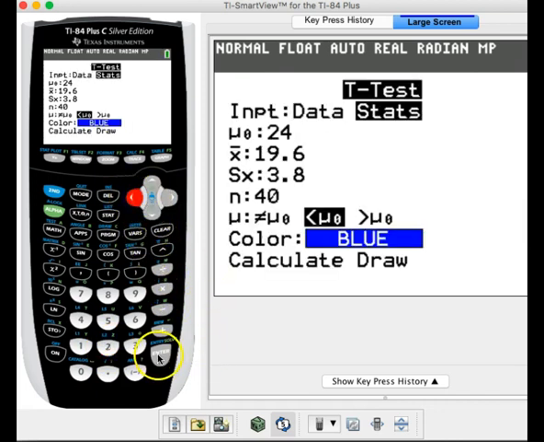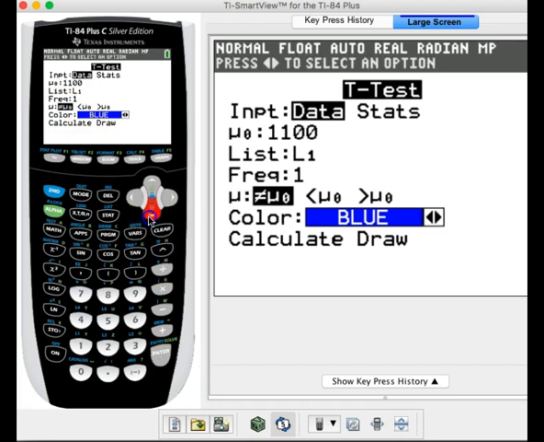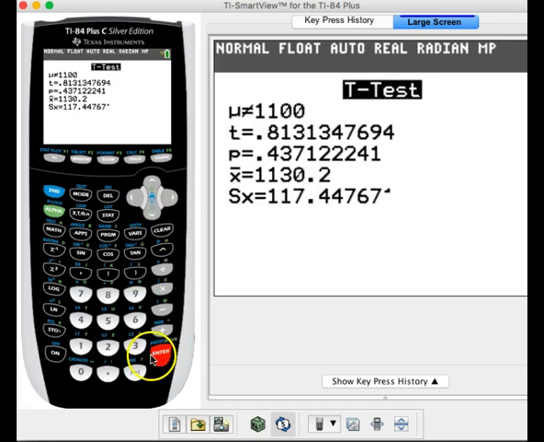So now I can go to stat tests, choose my t-test again, because I was not given the standard deviation of the population. Go to data this time. Mu0, remember, is whatever number is part of the claim. So in this case, it's 1100. Oops, see, talking about typos, I did a typo there. My data is in list 1. If it's not, make sure you change that. Frequency always stays 1. The alternative was a not equal. It's a two-tailed test. Scroll down to calculate.